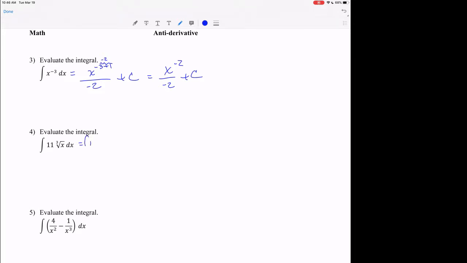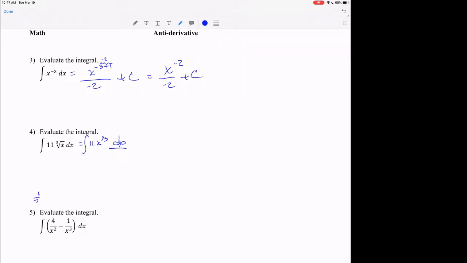So this is the integral of 11x to the 1/3 dx. Do you have to write the dx if you rewrite this? Yes. The dx tells me what variable I'm integrating. Because I could have more than one variable in the integration, it tells me what variable I'm integrating.